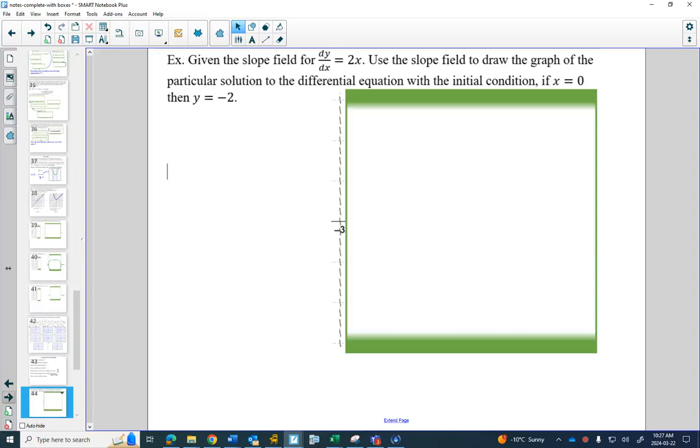So you have the slope field there. It's given to you. If they give you the initial condition 0, -2, draw that point on your slope field. And then follow your slopes to draw the rest of your graph. So basically you want to just keep going along the same slope that they give you, and as the slopes change, your graph will change.